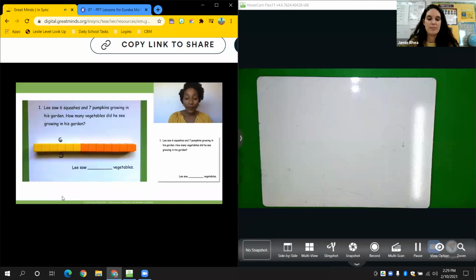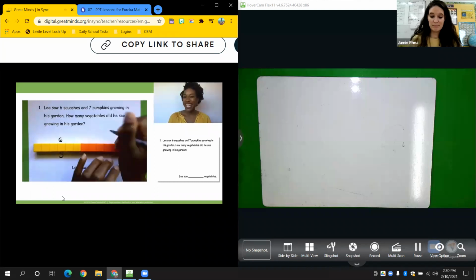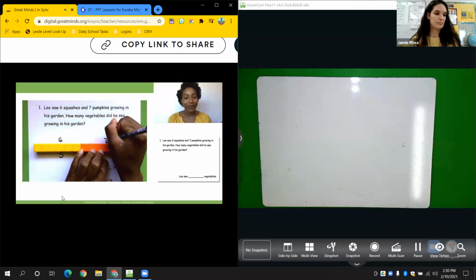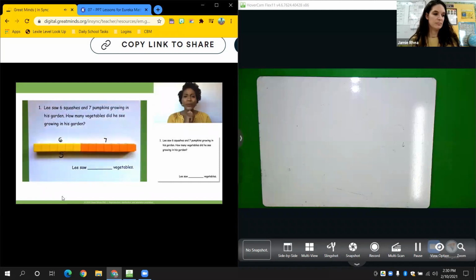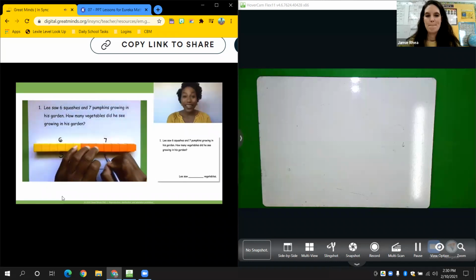Great. And what about the other cubes? What number could we label them with? 7, because there's 7 of them. Yeah, I'm thinking 7 because there are 7 pumpkins. And what letter makes sense to label them with? P. What about P for pumpkins? That works. I love using cubes.